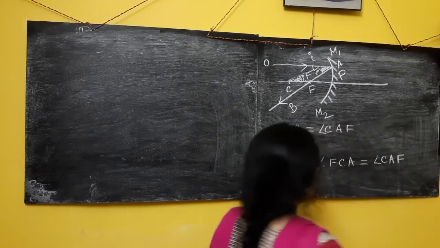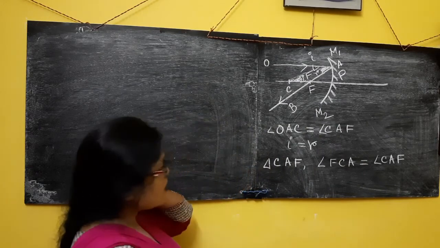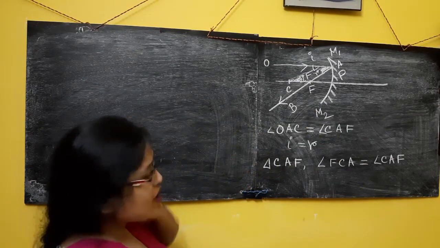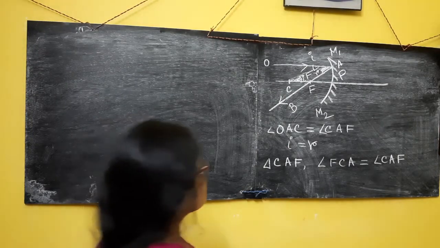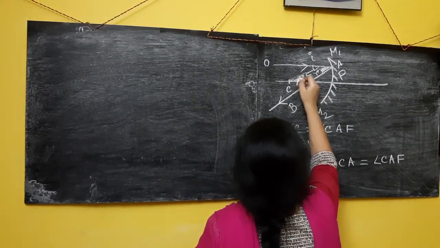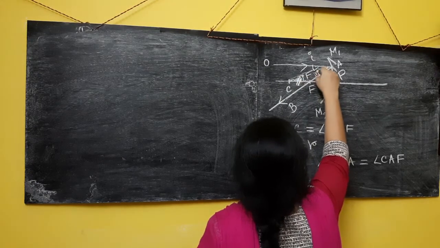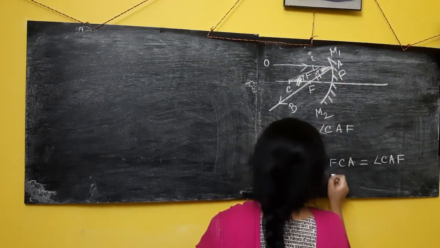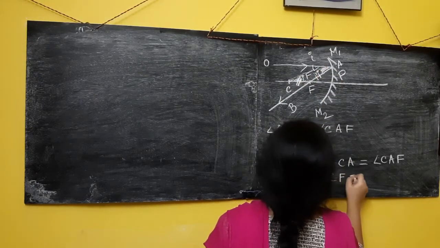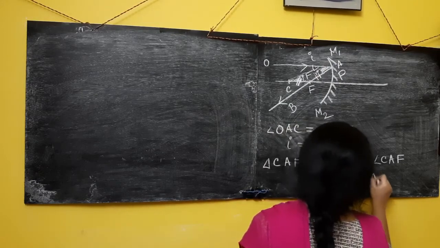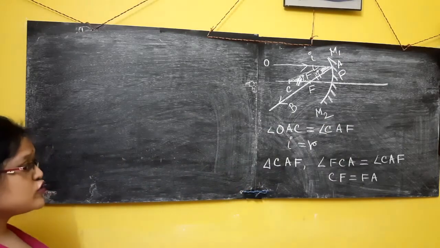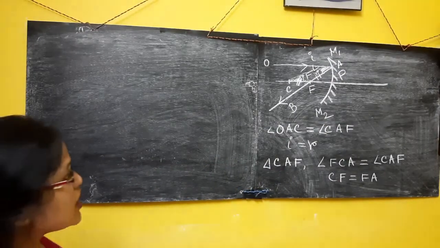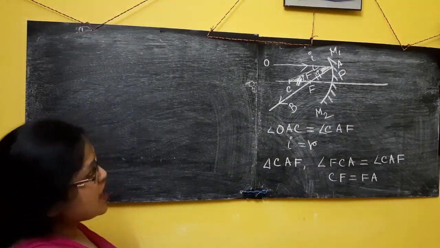Now, by the property of triangles, what do I know? I know that if two angles of a triangle are equal, then their opposite sides are equal. Means for this triangle, this side is exactly equal to this side. So therefore I can write CF equal to FA. I can easily write CF equal to FA. No confusion.